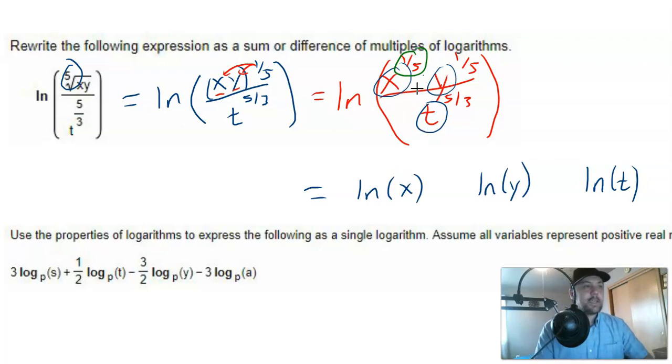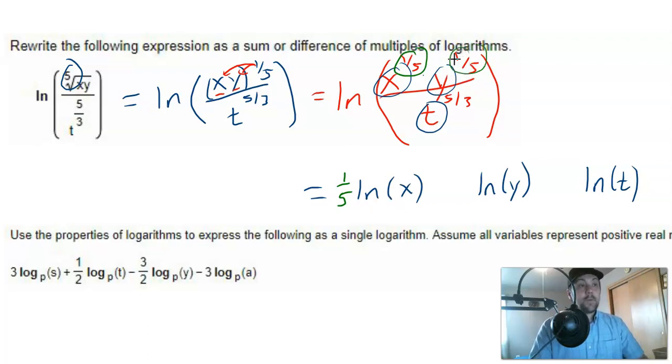I'm trying to think of the best way to say it. So let me maybe just do the example here. This power of 1/5 will go in front of the logarithm containing x, right? So this 1/5 power was on the x, it will go down in front of the logarithm containing x.